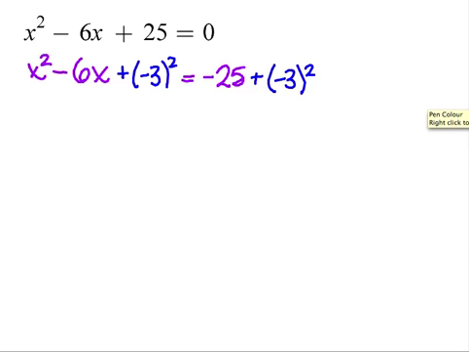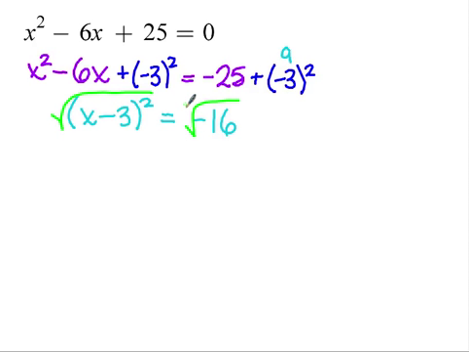What does the left become? X minus 3 quantity squared equals? Negative 25 plus 9 equals negative 16. Okay, what do you do now? Square root, plus or minus. On the left, you have x minus 3. On the right, what is the square root of negative 16? 4i. Okay. Remember, the i gets rid of the negative, and then we know the square root of 16 is 4.